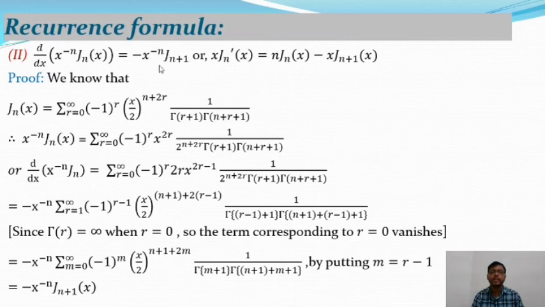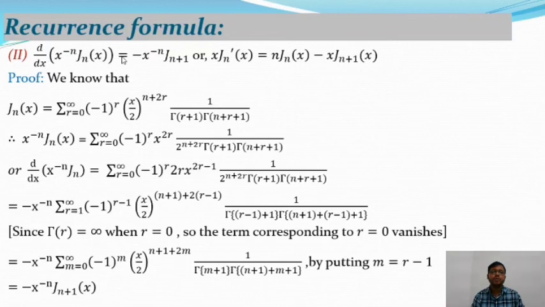Okay, so where J_{n+1}(x) is the (n+1)th order Bessel's function, or x J_n'(x), where J_n' is the first order derivative of J_n(x), is equal to n J_n(x) minus x J_{n+1}(x).